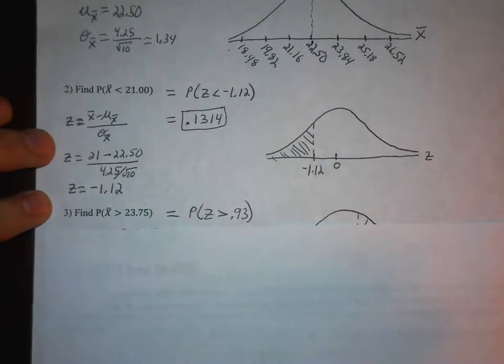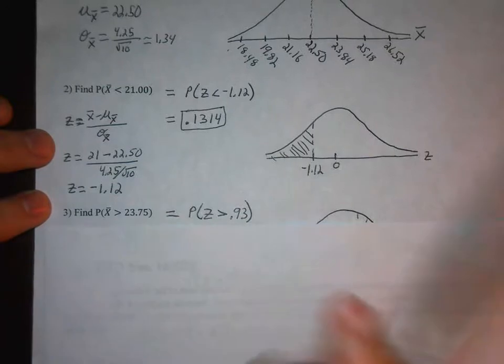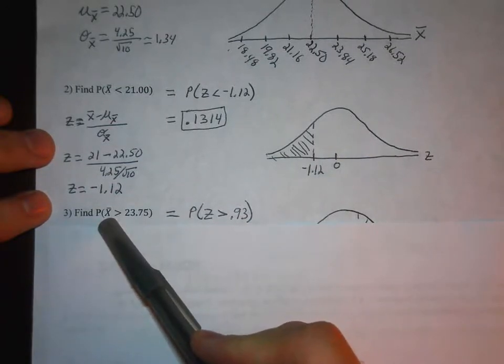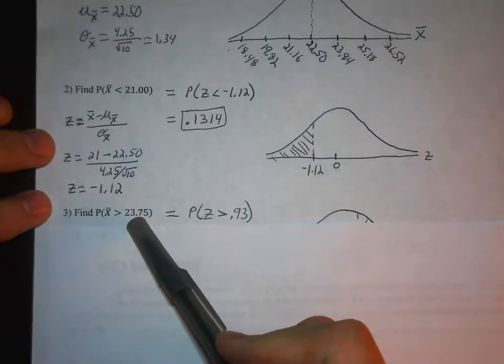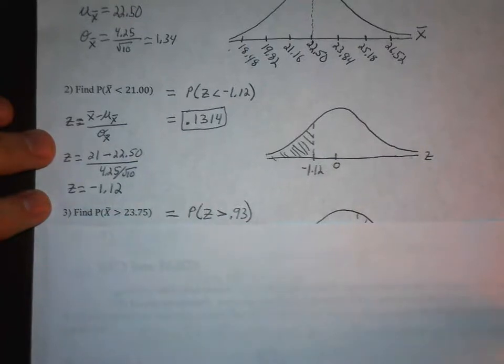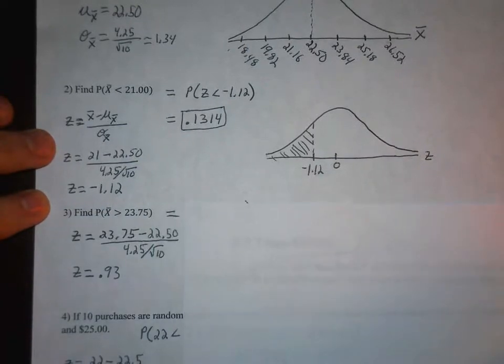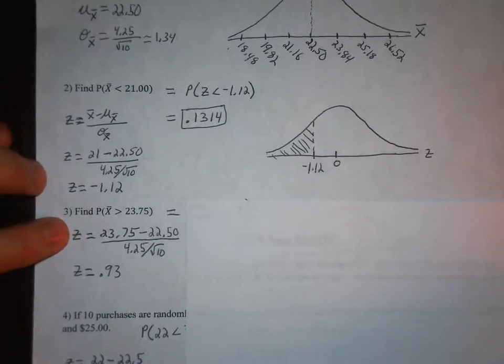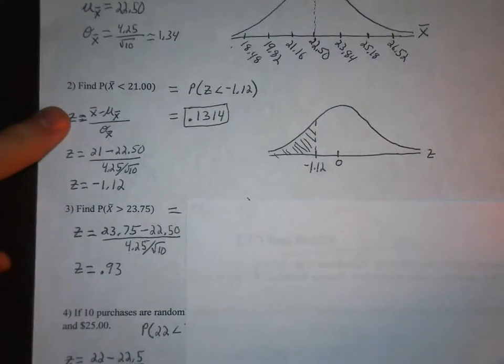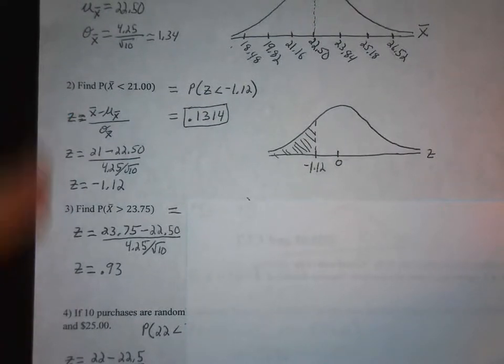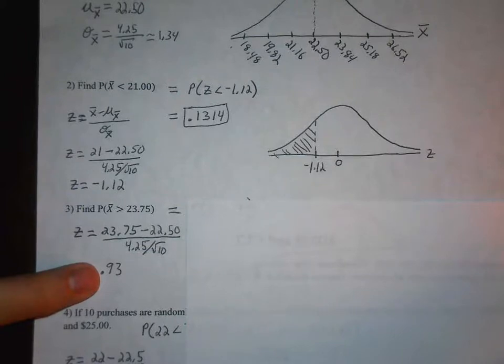Next one, the probability that a sample mean is greater than 23.75. So if we choose 10 people, what's the probability that their mean purchase amount is greater than $23.75? Again, you convert your X bar into a Z-score using the same formulas up here, and you end up with a Z-score of 0.93.